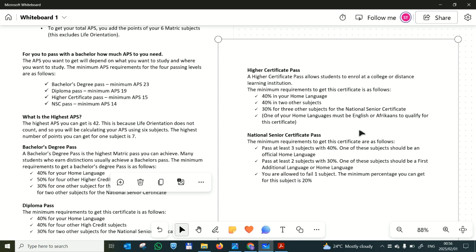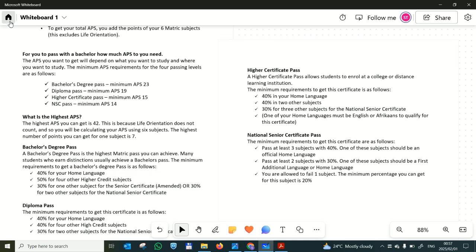National Senior Certificate Pass. The minimum requirements to get the certificate are as follows: pass at least 3 subjects with 40%. One of these subjects should be an official home language. Pass at least 2 subjects with 30%. One of these subjects should be a first additional language or home language. You are allowed to fail 1 subject. The minimum percentage you can get for this subject is 20%.